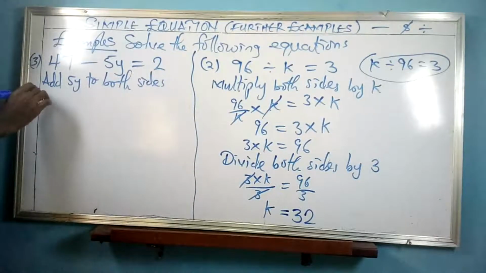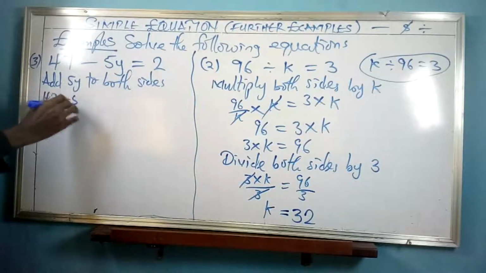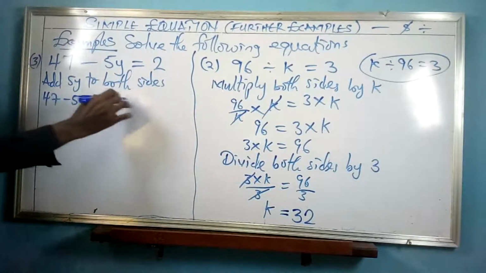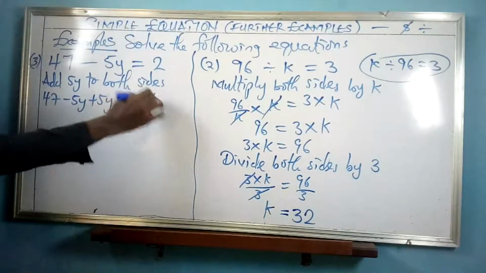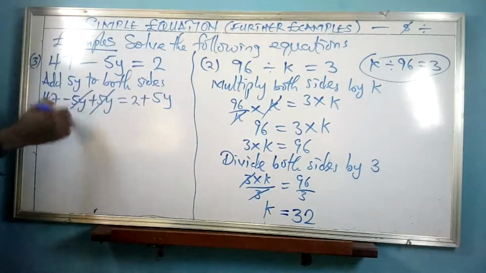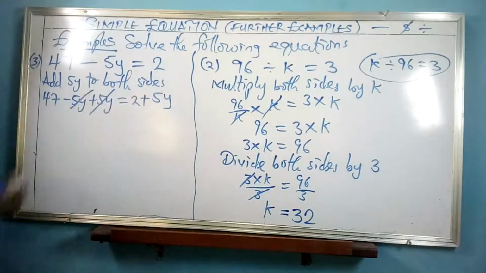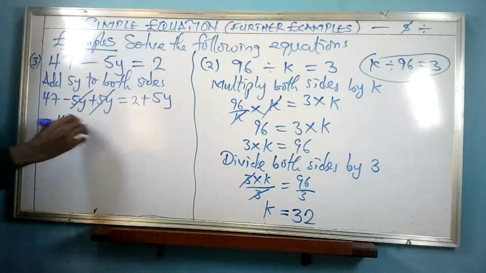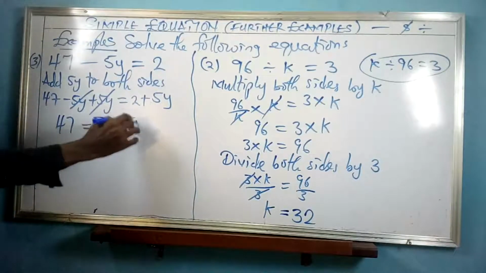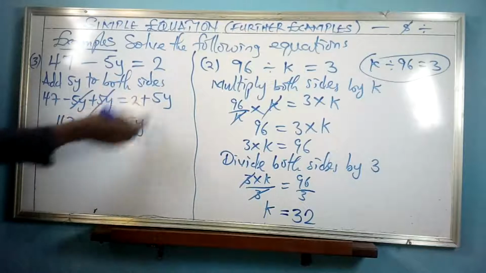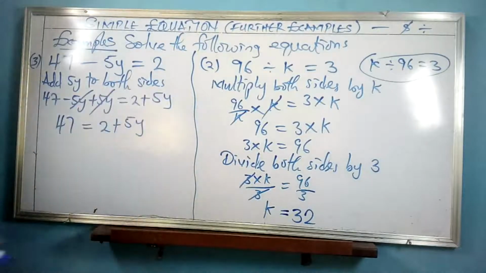Thank you. So we now have 47 minus 5y plus 5y equals 2 plus 5y. So the 5y we have, don't forget to transfer it to the other side of the equation. We have 47 equals 2 plus 5y. Sorry, plus 5y. We've already turned it to plus now. That's the key thing that we're doing here.